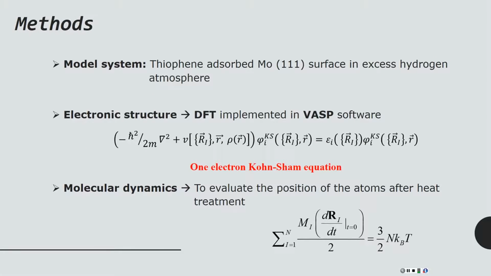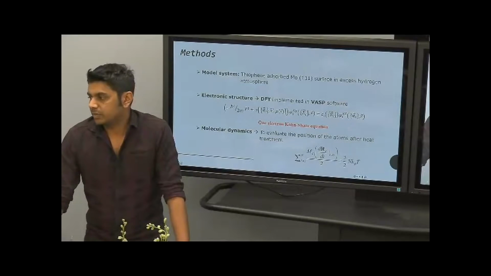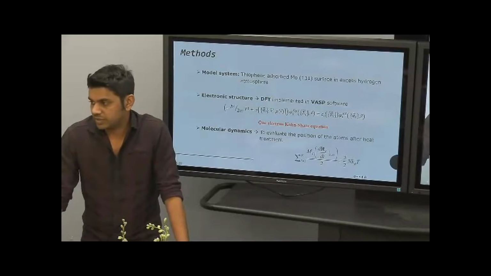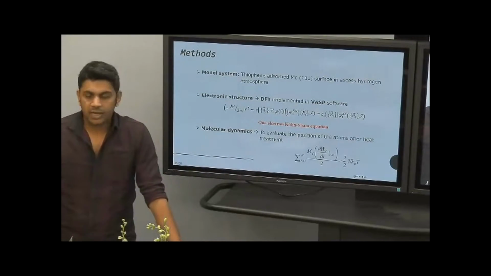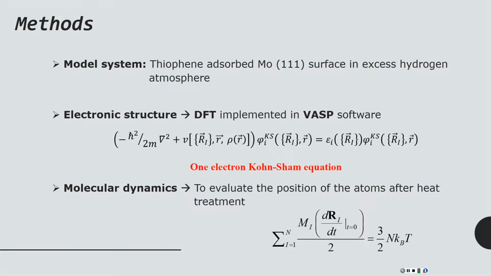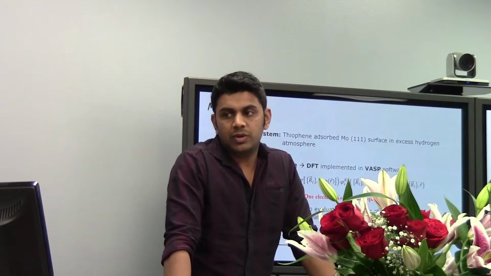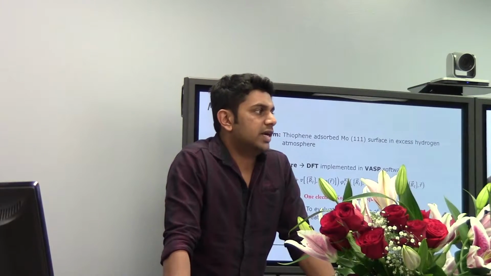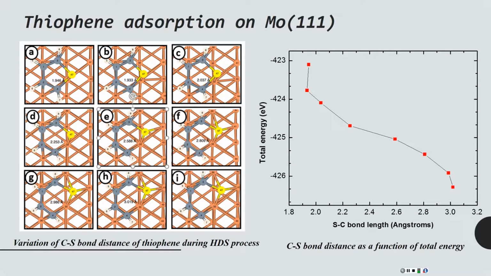In this study, as the model system, a thiophene molecule adsorbs on a single crystalline body-centered cubic molybdenum surface with 24 molybdenum atoms in an excess hydrogen atmosphere. The electronic structure of this model is determined using density functional theory, which is implemented in VASP software. Molecular dynamics simulations have also been used to study the evolution of the position of atoms during heat treatments. Thiophene seems to be dissociatively adsorbing on the catalytic surface.